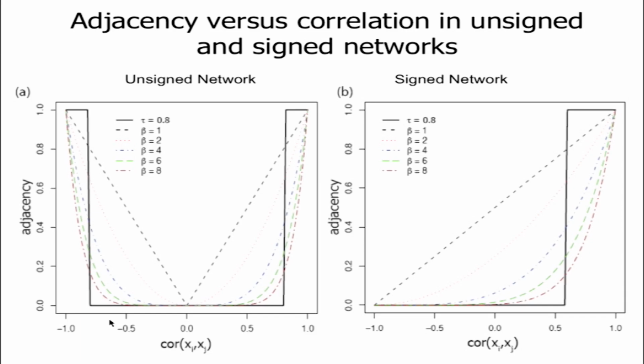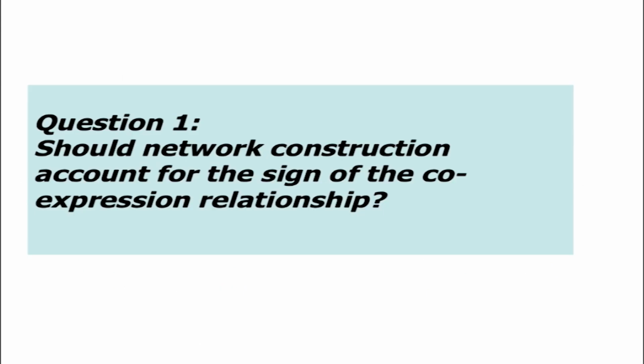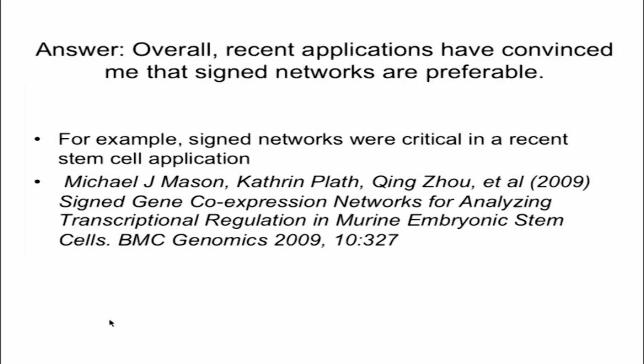So this is question 1. Should the network construction account for the sign of the co-expression relationship? And so here's one article where we applied these methods to embryonic stem cells, and it was critical to use a signed network.